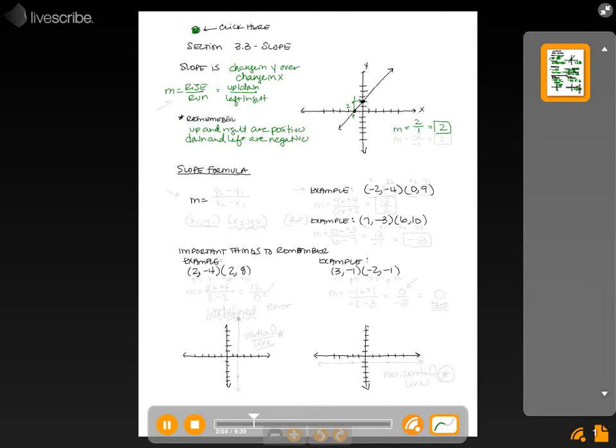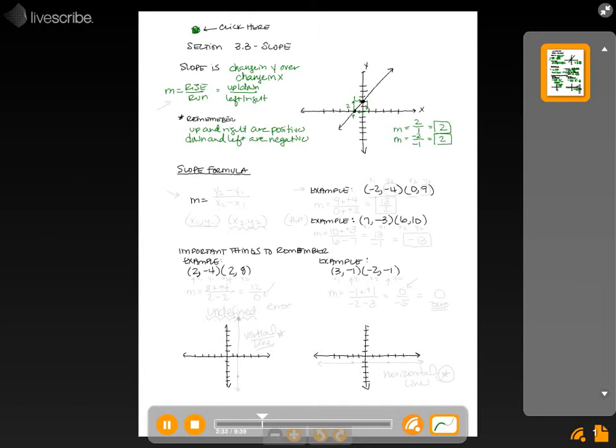Now I said it didn't matter which one you started at. If we start at the other point and we go down and then to the left, okay, we would go down negative 2 because we're going down, it's got to be negative. Then we're going to the left, so it would be negative 1. Negative 2 over negative 1 is going to reduce to 2. We get the same answer. So it doesn't matter which point you start with, you'll get the same answer. Just remember that up and to the right are positive, down and to the left are negative.